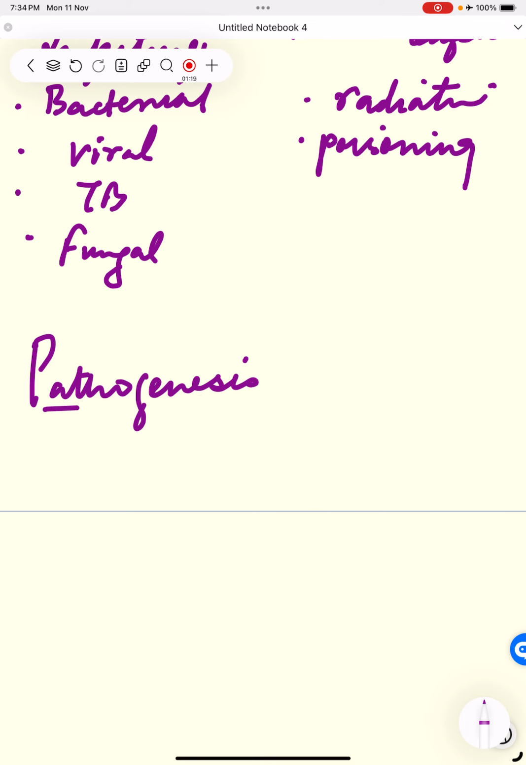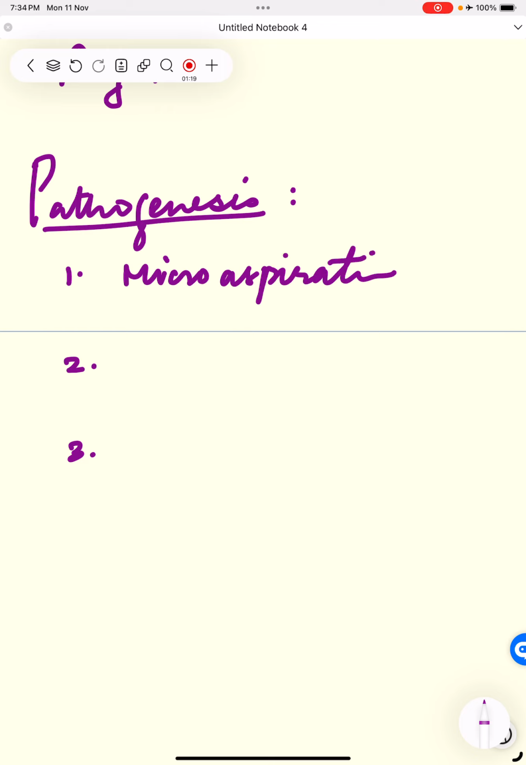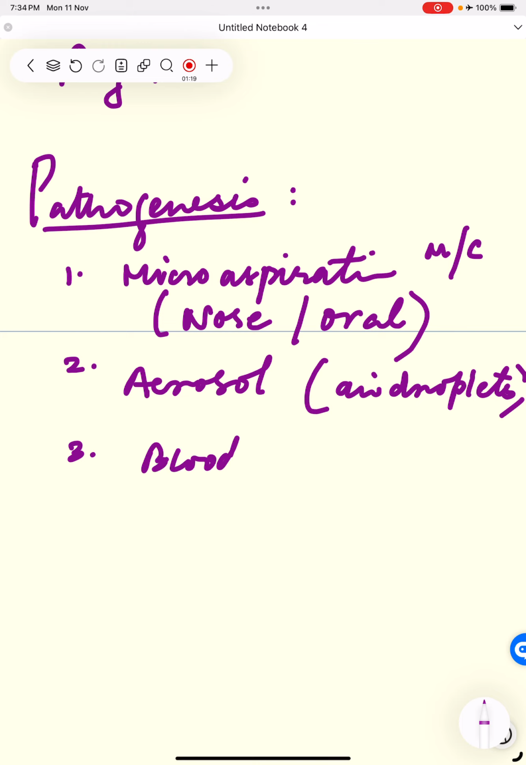Now when it comes to the pathogenesis of pneumonia, how the infection is going to end up in the case, there are basically three modes. The first is through microaspiration, meaning two routes, nose or oral, and this one is the most common. Another one is aerosol, so through the air droplets, and third one is blood. Now this route is actually uncommon.